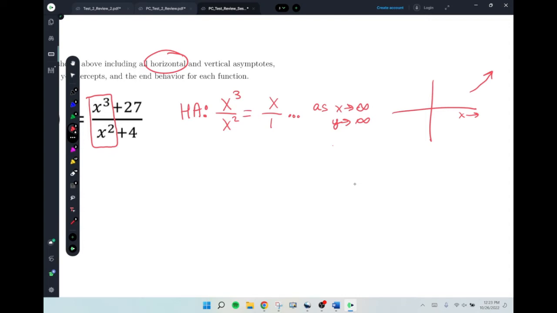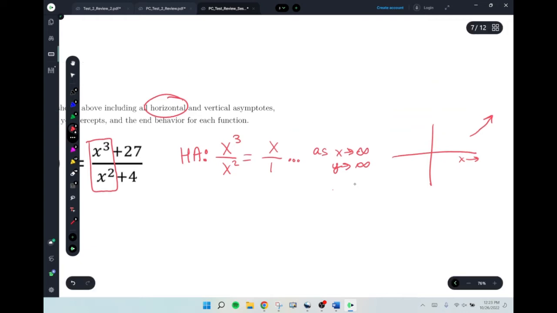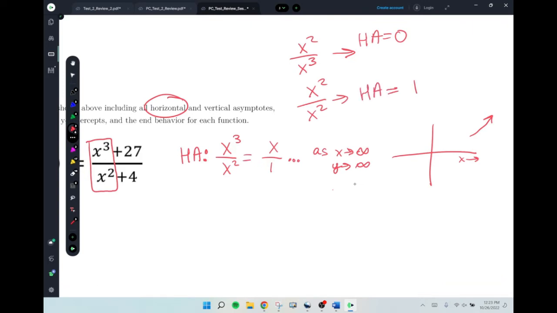If the top is bigger, it goes to infinity. If the bottom's bigger, it goes to 0. If they're the same, it goes to that number. So x squared over x cubed has a horizontal asymptote of 0. x squared over x squared has a horizontal asymptote of 1.